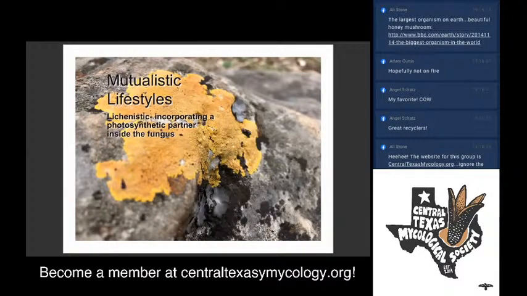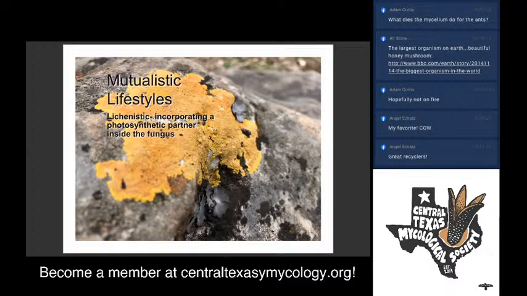They incorporate a photosynthetic partner inside the fungus, and then they have their whole life cycle. And these fungi are really important for actually doing some of the groundwork.